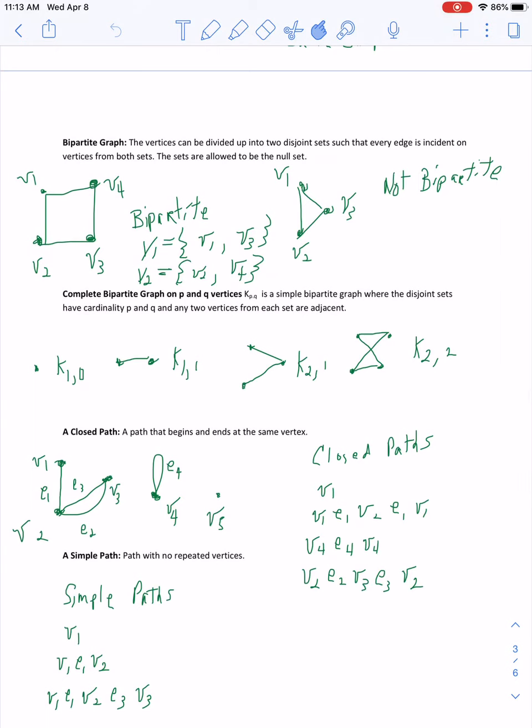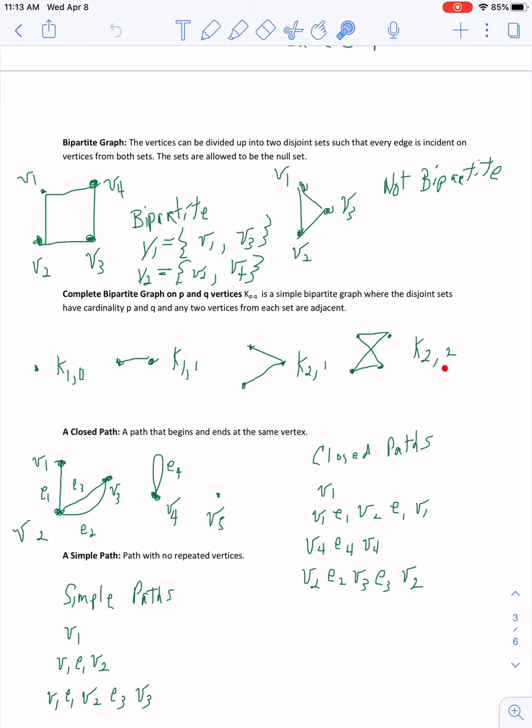Okay, what does the next one look like? K_{2,1}. In K_{2,1}, I have two vertices in one set, one vertex in the other set. Here's my first set of vertices, I have two of them. Here's my other set of vertices, I have one of them. And what do I have to do? Since any two vertices from each set are adjacent, I have to draw an edge from every vertex here to every vertex here. So this is what K_{2,1} looks like. Get it?